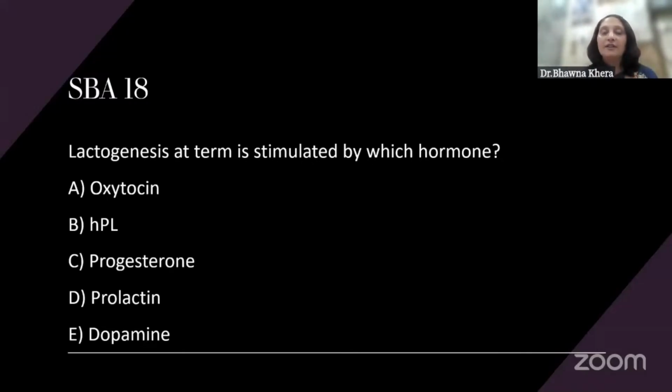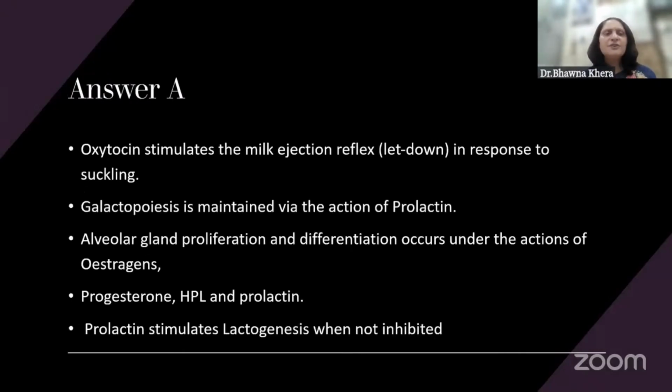There are two things, milk formation and milk ejection, right? Milk formation is because of the prolactin, but the release, the ejection, that is because of the oxytocin. So please remember that very nicely. The answer here is D, not A. Oxytocin stimulates the milk ejection reflex in response to suckling.